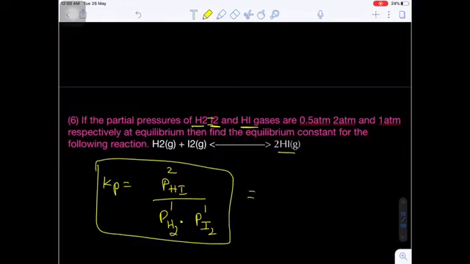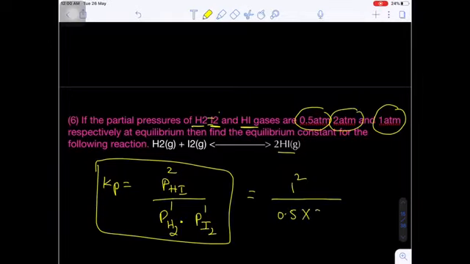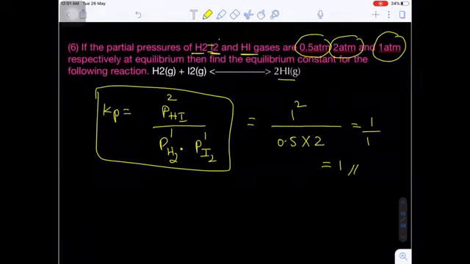Okay, now what is the HI concentration? HI partial pressure is given to you how many atm? 1 atm whole divided by, what is the hydrogen pressure given to you? 0.5 atm. What is the iodine pressure given to you? 2 atm. Okay, so this will be 1, this will be 1, so Kp value becomes what? 1. So this is the calculation of Kp and Kc. Very important relation, the relation between Kp and Kc. This is a very important relation. Okay.